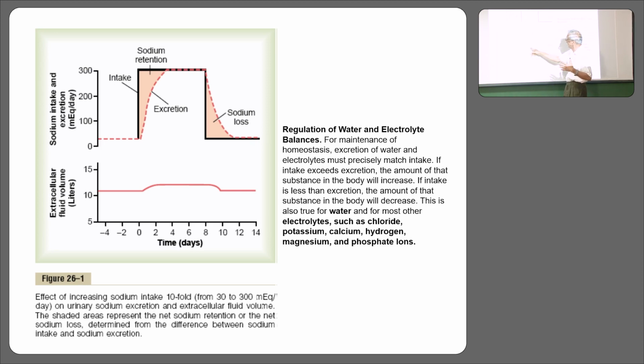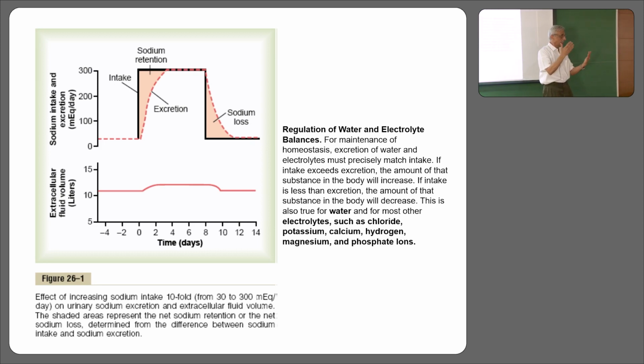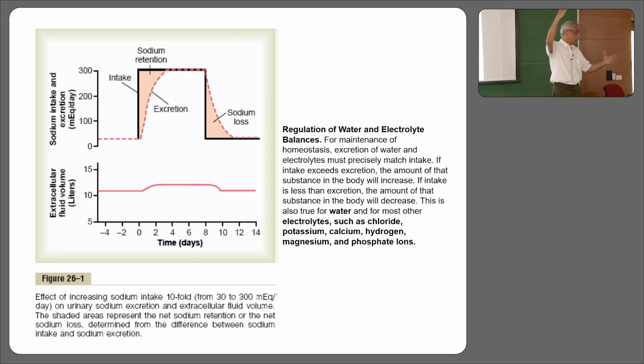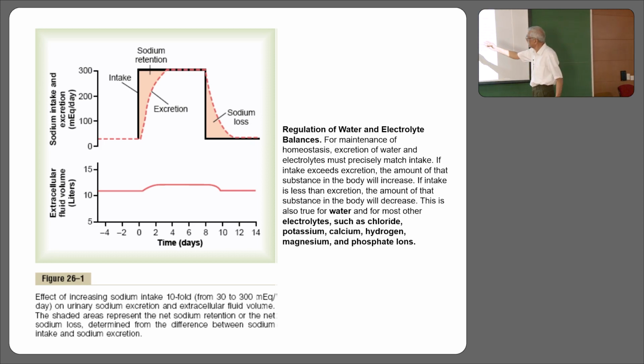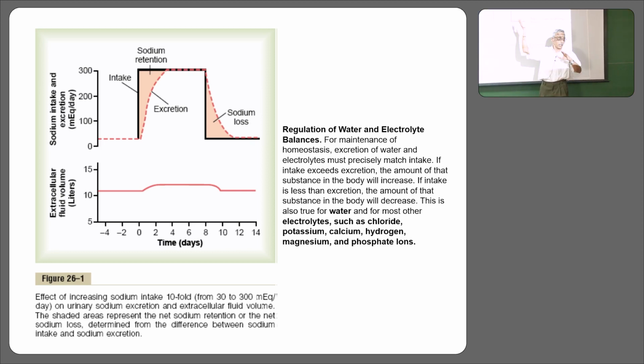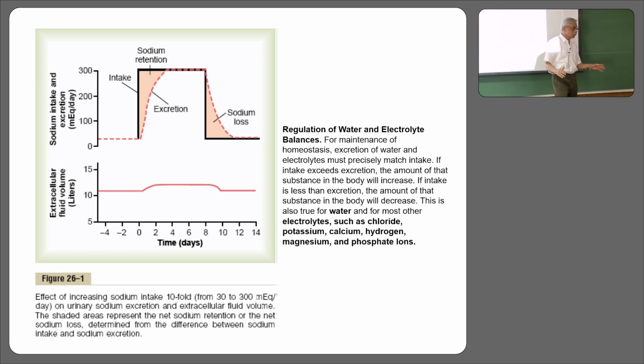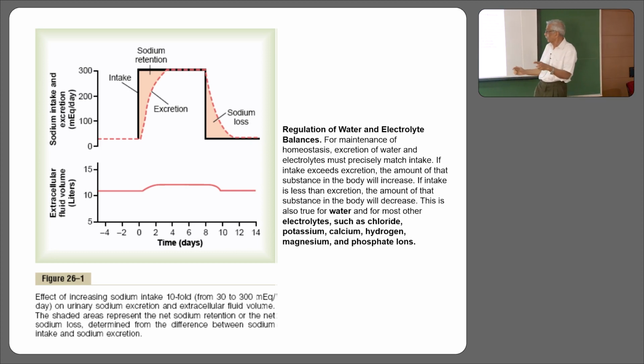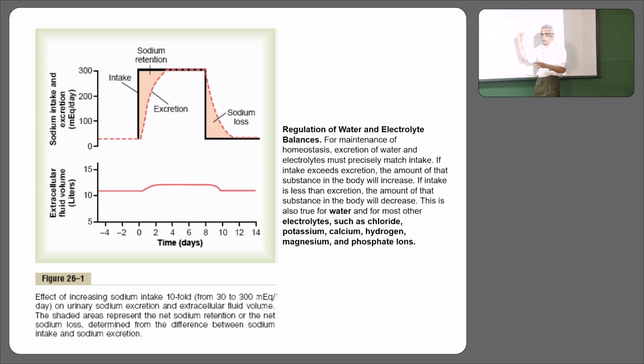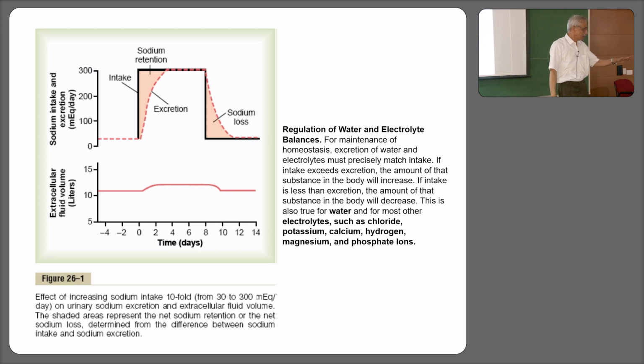So on day 2, day 3 or day 4, you keep on taking 300, and you keep on excreting a lot of sodium. Then after 6 or 7 days you stop and go back to your 30, and you find that the excretion in the urine also stops, but it comes down to the basal level, and then it doesn't go beyond that. Are you with me?